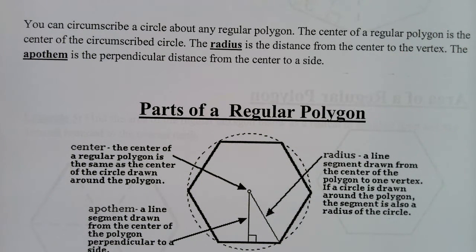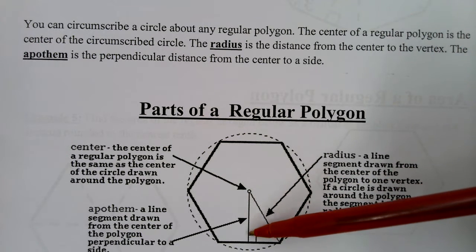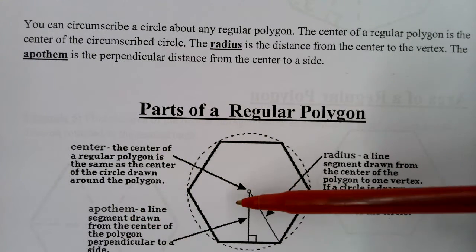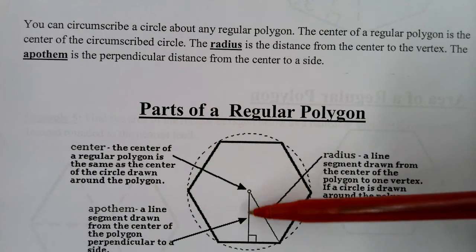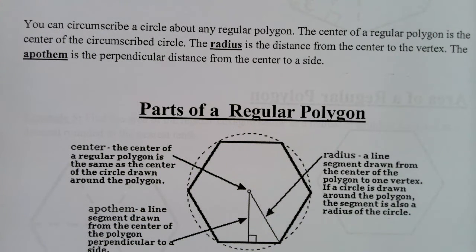The apothem, that's new. The apothem is the perpendicular distance from the center to a side. Okay, so this is an example right here. This is an apothem. Okay, see it's labeled right there. An apothem goes from the center to a side of the polygon and is perpendicular to that side. Okay, that's called the apothem.